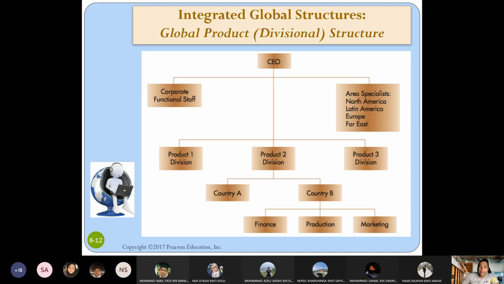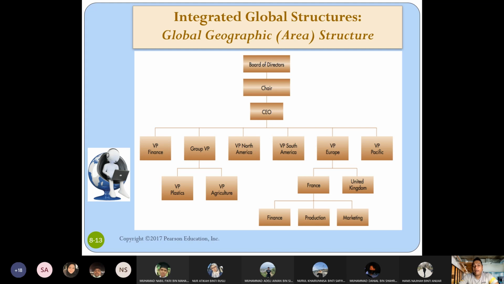And then the other type of integrated global structure is the global geographic or area structure. This is based on the area, the geography. So they have the board of directors, chairman, and then CEO. Under the CEO, they have the VP Finance and a group of VPs: VP North America, VP South America, VP Europe, and VP Pacific. Under the group VP, for example, they have the VP for plastics and the VP for agriculture. Under the VP Europe, they have the finance department and the countries France and the United Kingdom, just as two examples. For each country, they have their own departments: finance, production, and marketing.